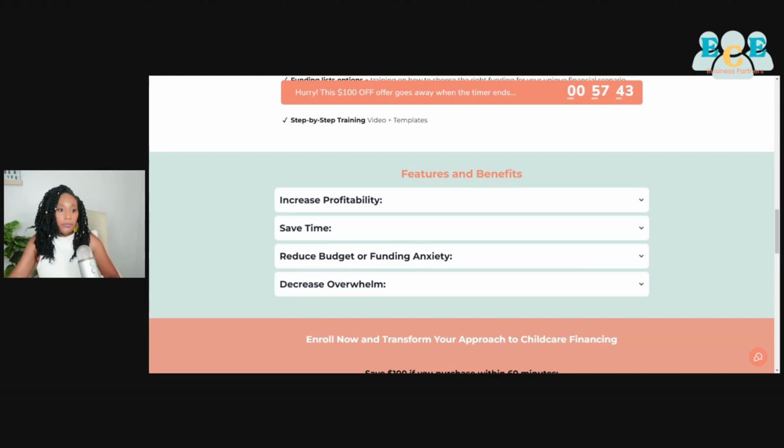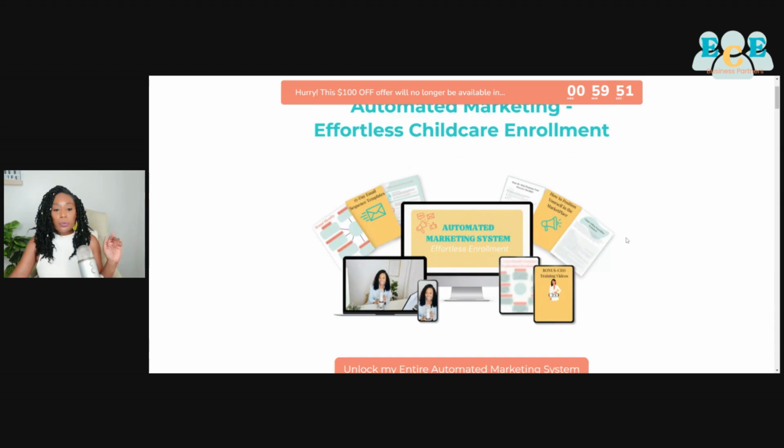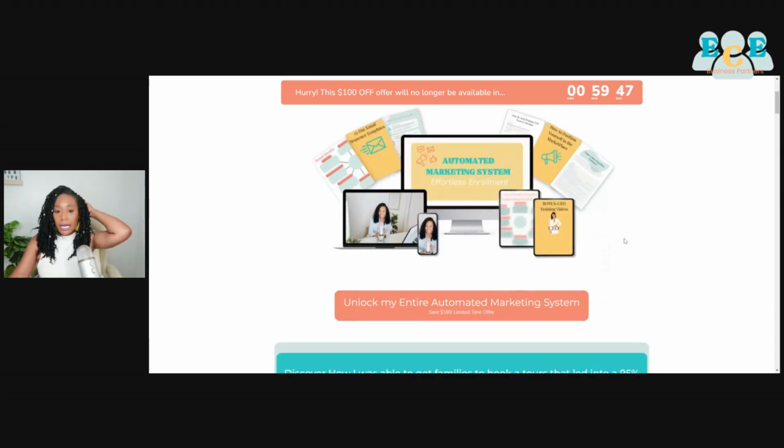The other thing I want to show you is one that is really, really good. This is my automated marketing and effortless childcare enrollment course. This one also has $100 off. So if you were to get both of these, you're getting $200 off, $100 off each. I think I showed this in one of my other videos as well, but this one is going to help you.